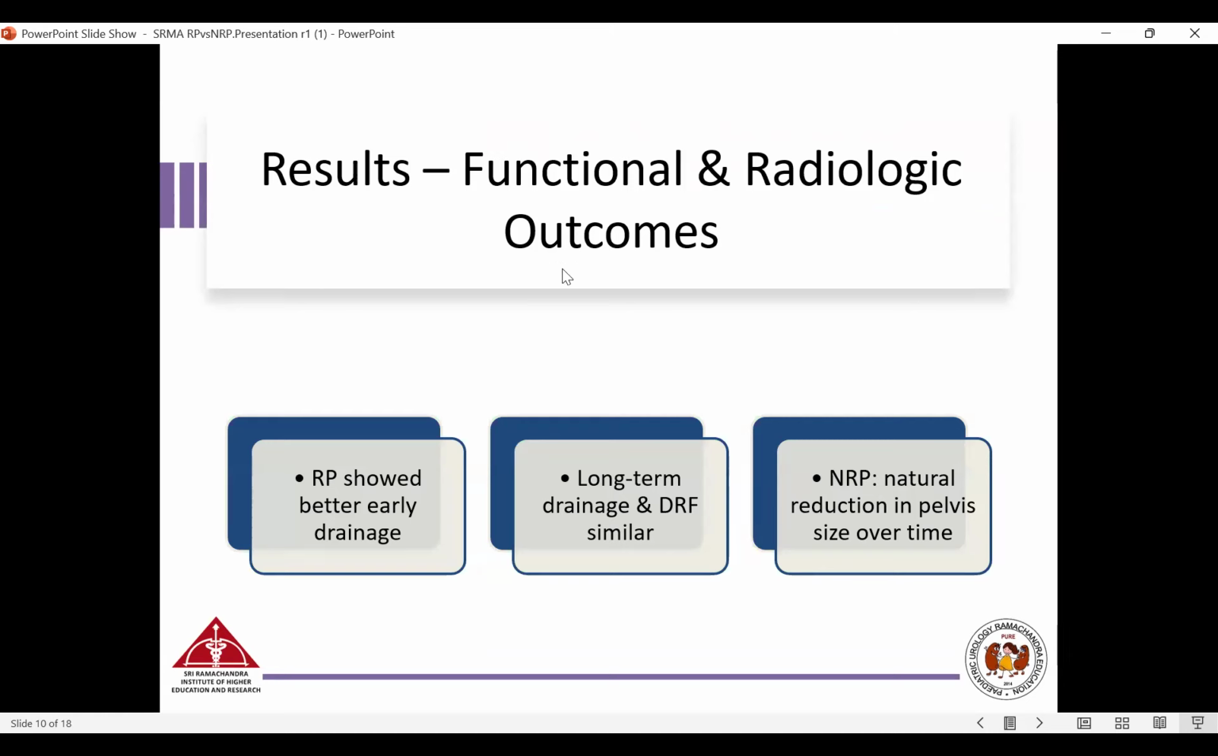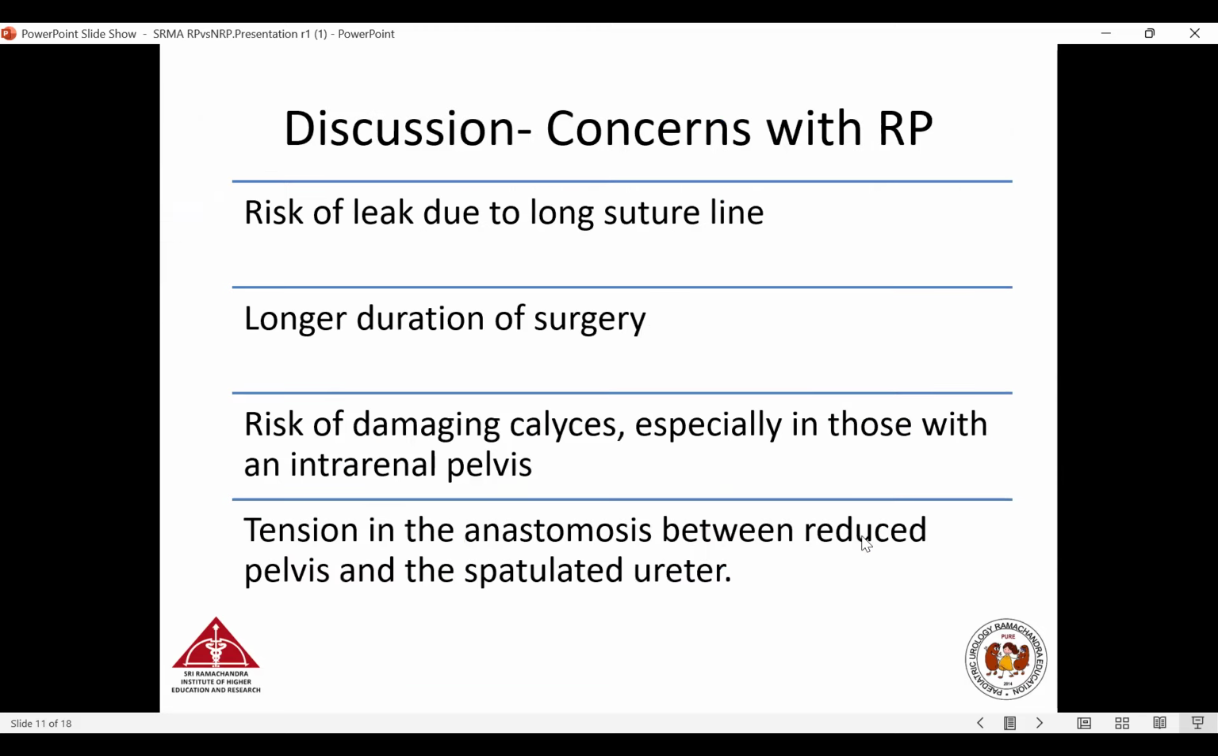So overall, the outcomes are that reduction pyeloplasty patients showed a better early drainage, in the sense that if you do a renogram or an ultrasound within 6 months, the reduction pyeloplasty people had a better pelvis size as well as drainage pattern. But when you wait for 1 year and then repeat the ultrasound and the renogram, the non-reduction pyeloplasty also catches up with them. That means over a period of time, there is a reduction in size of the pelvis.